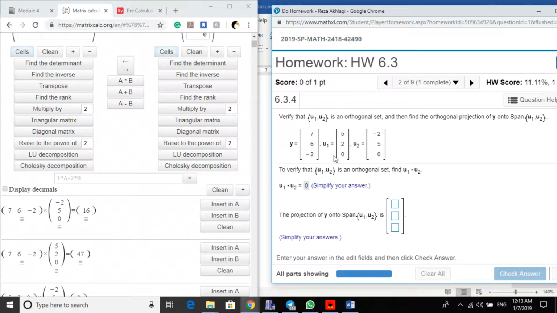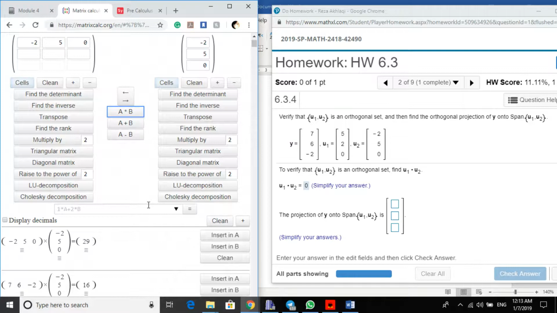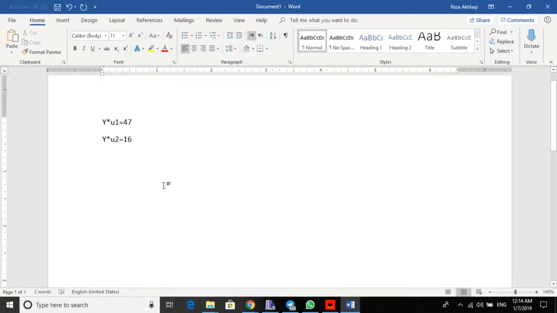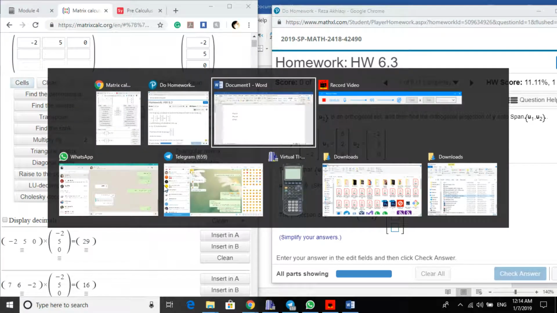Okay, now u1 times u1 and u2 times u2. First u2 times u2. The transpose of u2 is -2, 5, 0, and we multiply them. That's 29. So u2 times u2 is 29.